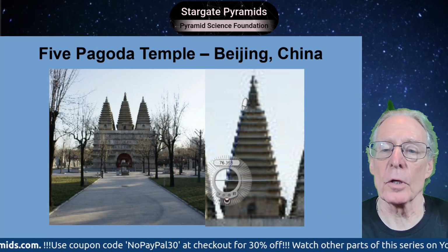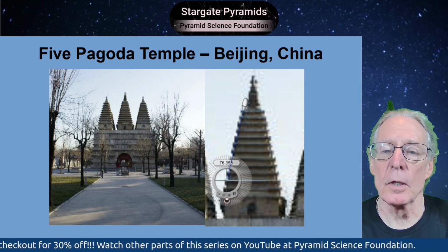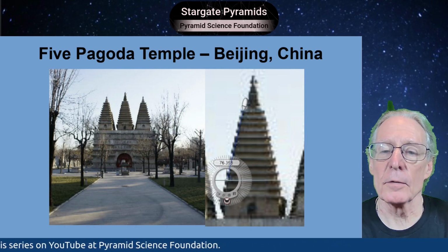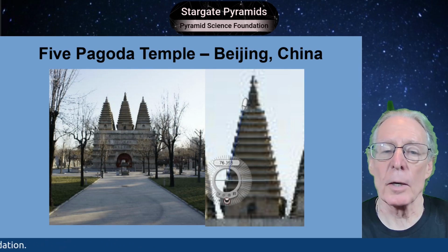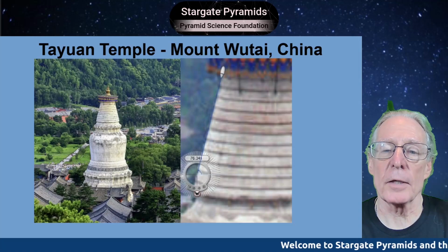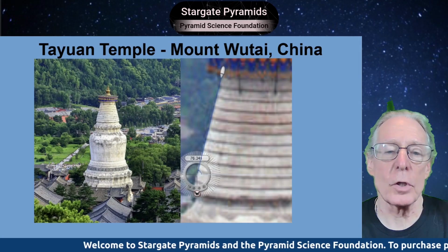Here's another example. This is the Five Pagoda temple in Beijing, China. Again, the 76-345 geometry with the balls and the other Antiquitech examples showing up at the top of the temple. Here's an example of the Tayuan temple on Mount Wutai, China, with this geometry.